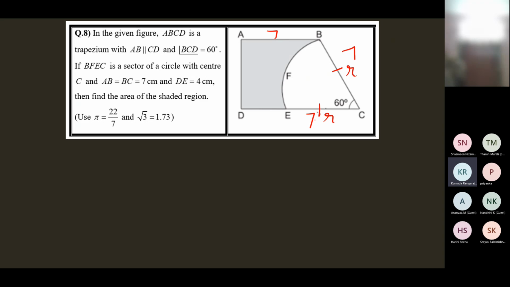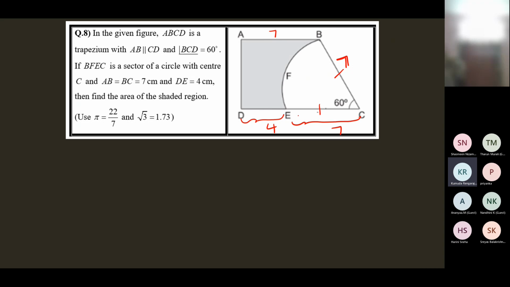D is 4 centimeters. It's given that EC is separately 7. If BC is 7, this and this are radii, so EC is also 7. And DE is 4. Then find the area of the shaded region.